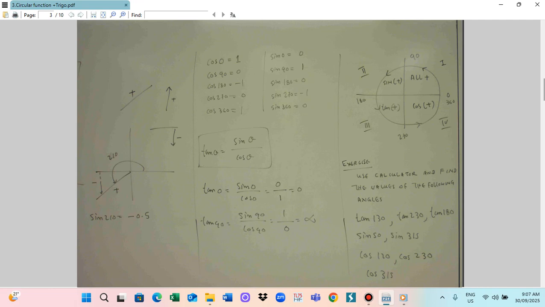Cosine we can calculate by this way. This is the way that we calculate. And then you can see our tangent function.